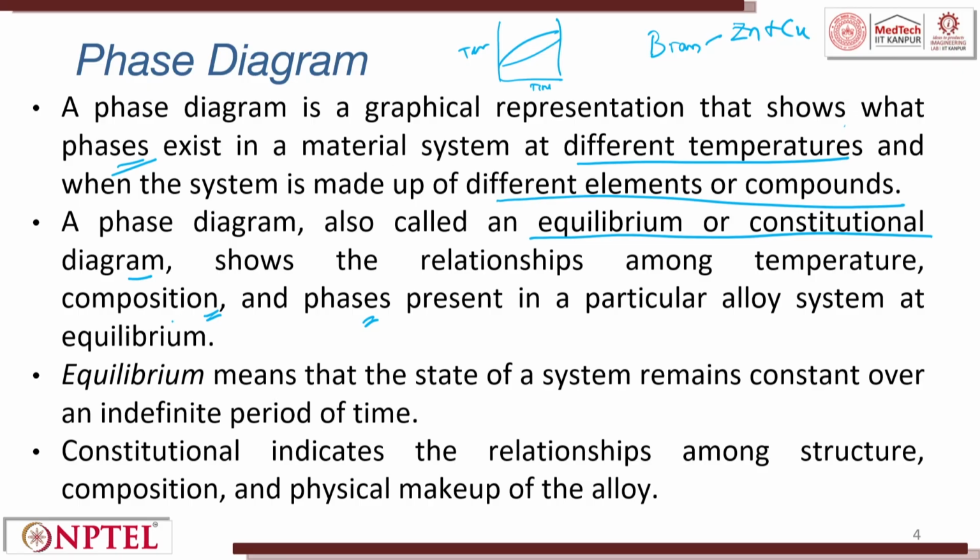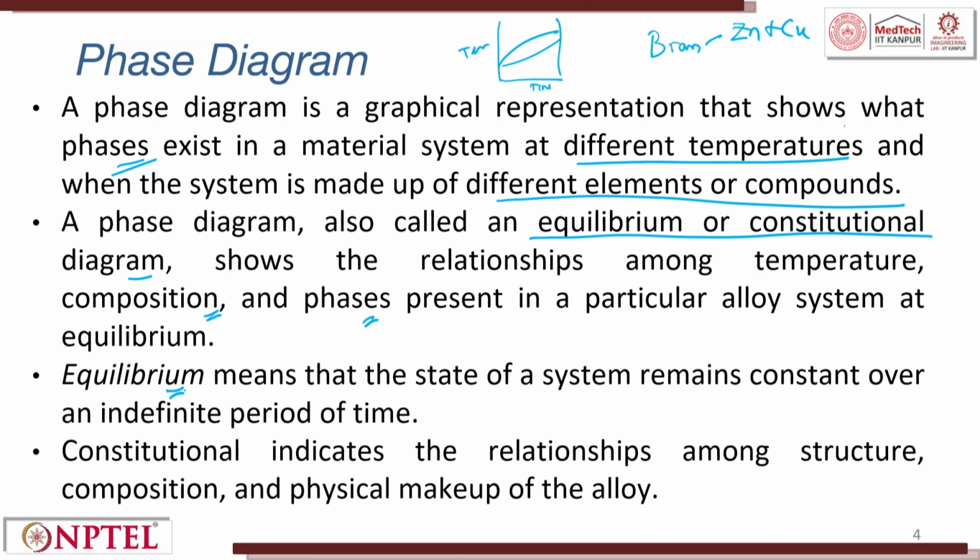When you see the unit cell, the carbon atoms diffuse into the unit of iron. So, that is what amount, that is the composition. So, at various temperatures, the composition and phases present in a particular alloy system at equilibrium will be seen from the phase diagram. We keep on repeating the term equilibrium.